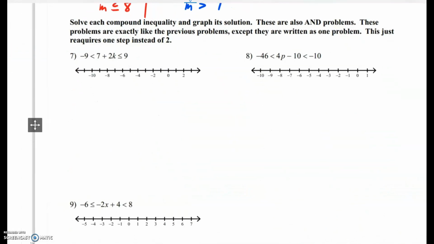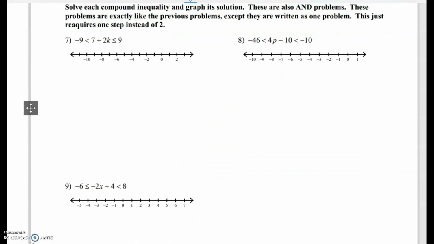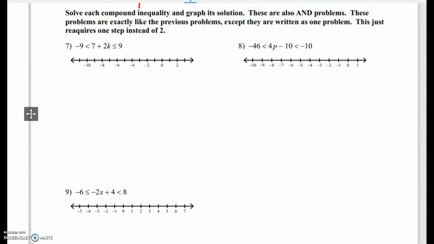Let's go down to 7 through 9. These are also compound ands, but they're already set up to where we have them in one inequality. So we just put everything together. We don't see the word and separating them. So just like these last 3 problems that we did, we can take the same approach. We're going to solve for k, but we're going to have to do things to each section of the inequality. So let's see what I mean by that.